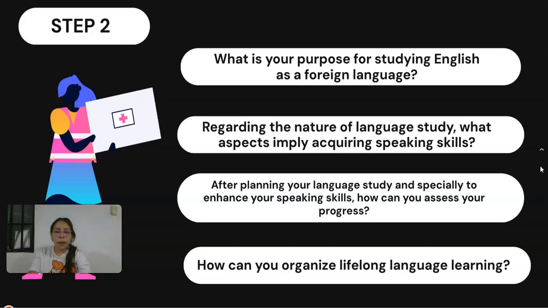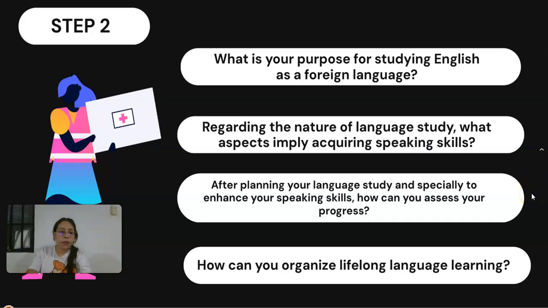Okay, the second question is, regarding the nature of language study, what aspects are involved in acquiring speaking skills? Okay, it's very important to know that phonetics and phonology must be taken into account to produce sounds and distinguish different languages, as well as grammar, vocabulary, pronunciation, and strategies to have greater fluency and coherence. For example, for my work and to express ourselves.